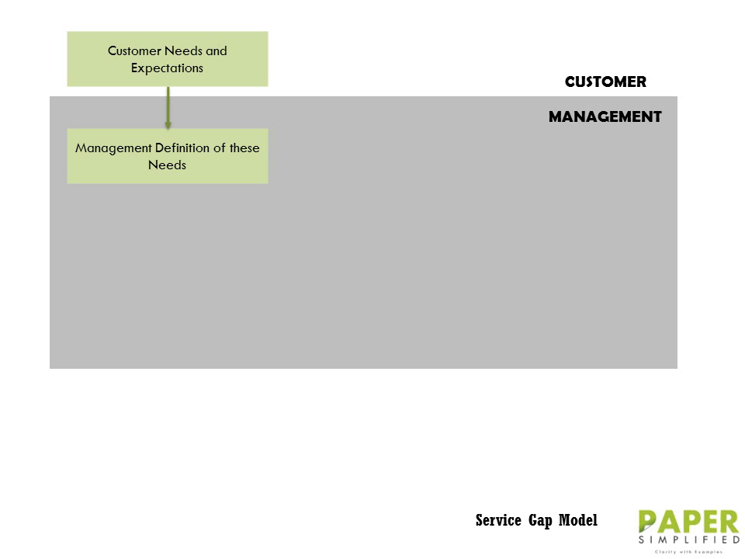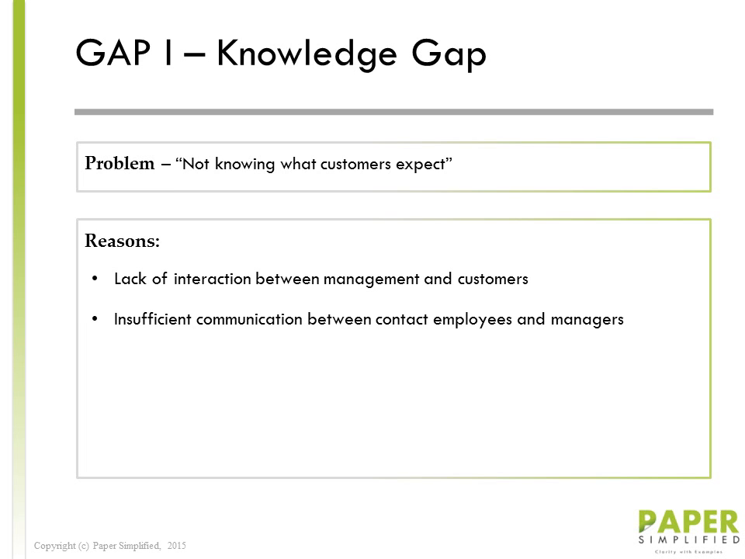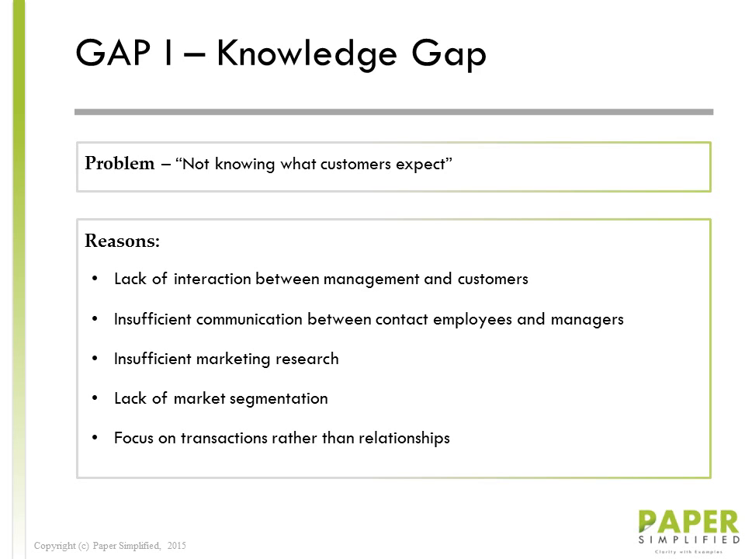The first gap is between what the customer's needs and expectations are and how the management defines these needs. The gap is known as the knowledge gap: not knowing what customers expect. The reasons for knowledge gaps are lack of interaction between the management and customers, insufficient communication between contact employees and managers, insufficient market research, lack of market segmentation, and finally, focusing on transactions rather than relationships.